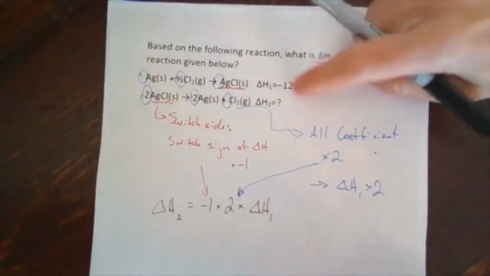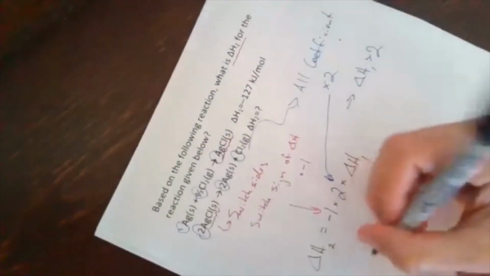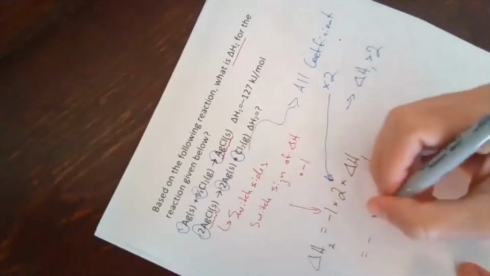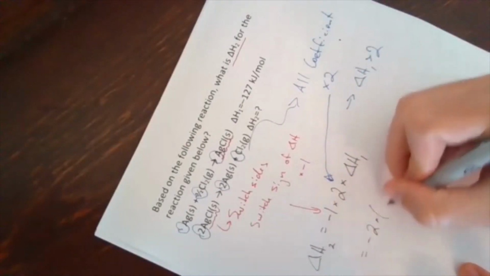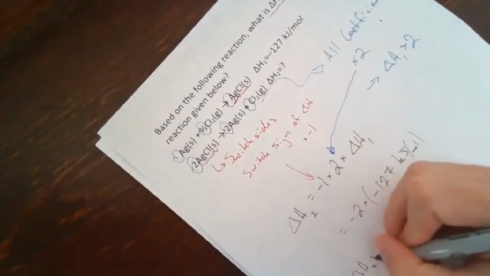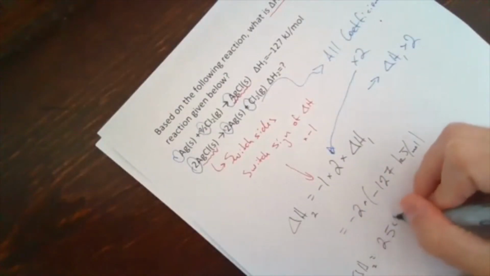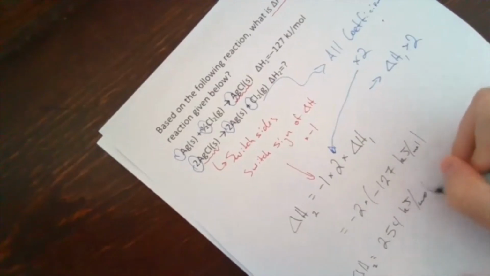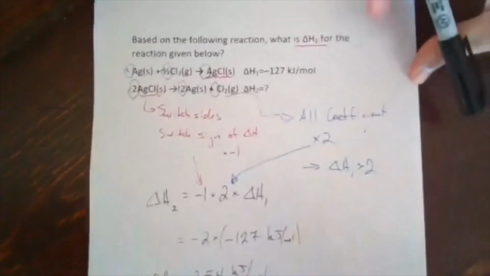And so what I can do is I can just plug in. That is -1 times 2 is -2 times -127 kilojoules per mole. And if I do that, I would get that delta H2 is going to be equal to 254 kilojoules per mole.